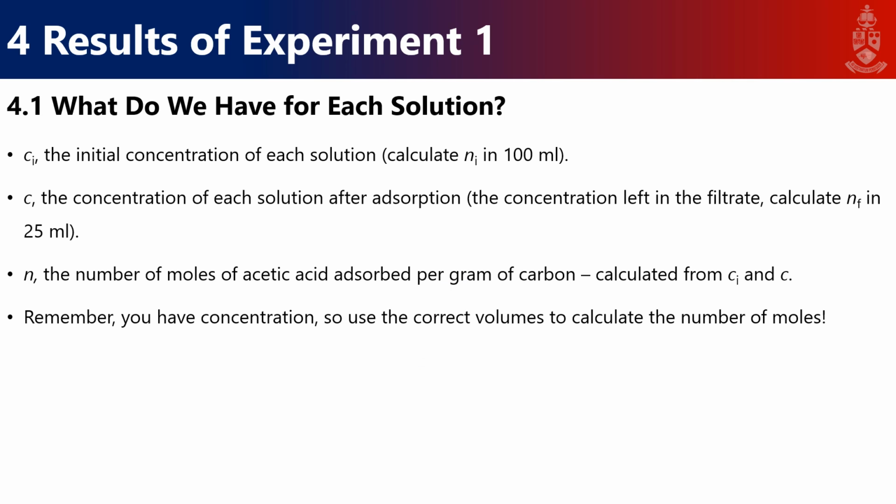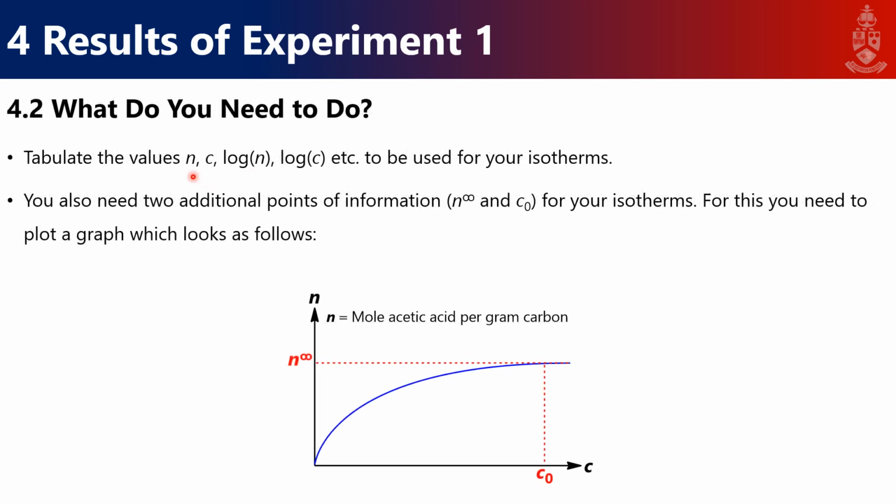Okay, once you have N and C, you are able to tabulate N, C, log N, and log C. But then you also require some other parameters called N infinity and C naught. To get those two parameters, you have to create a plot of N versus C. Notice N is the difference in number of moles, so the number of moles of acetic acid adsorbed, and C is the concentration of the final acetic acid, so the acetic acid after adsorption, not the initial concentration, the final concentration of acetic acid.